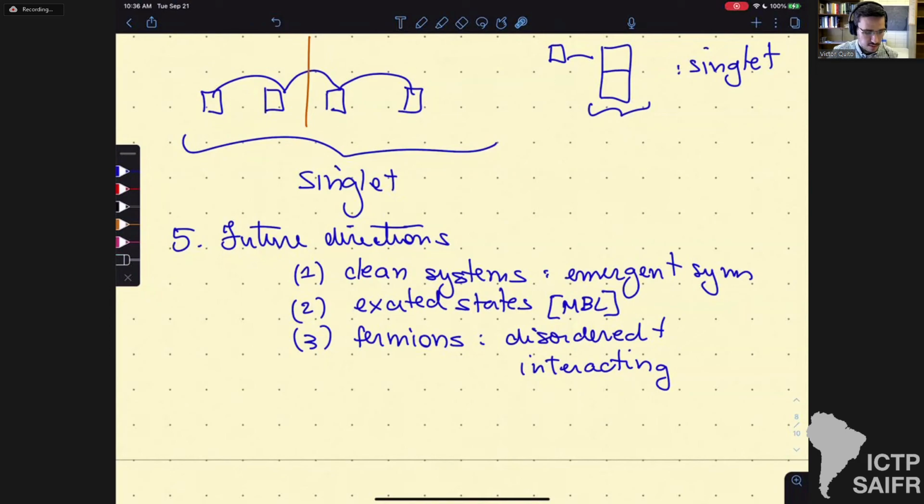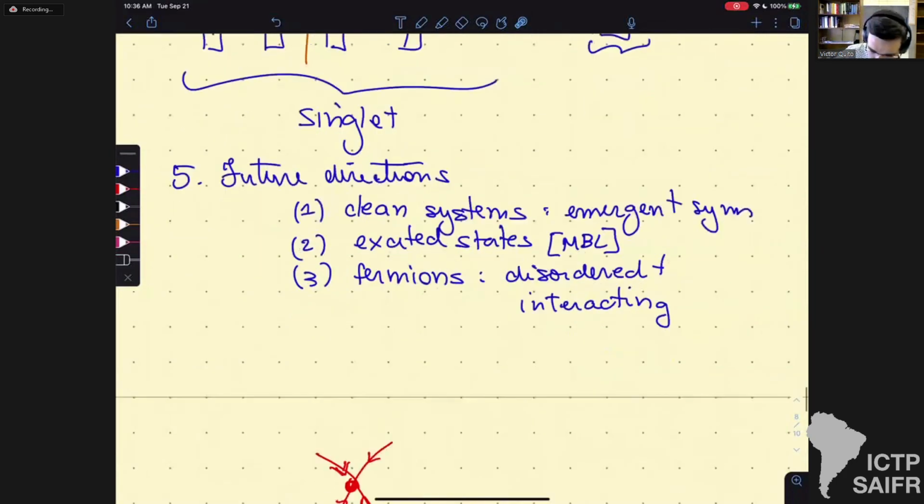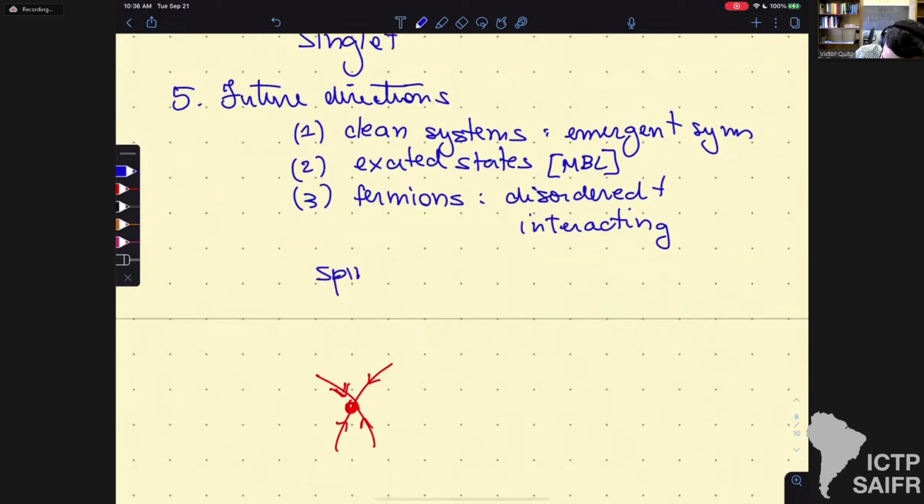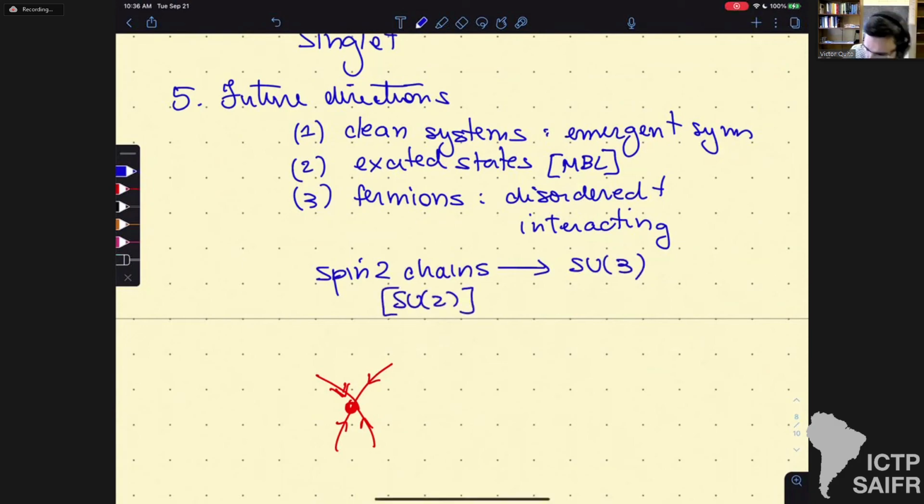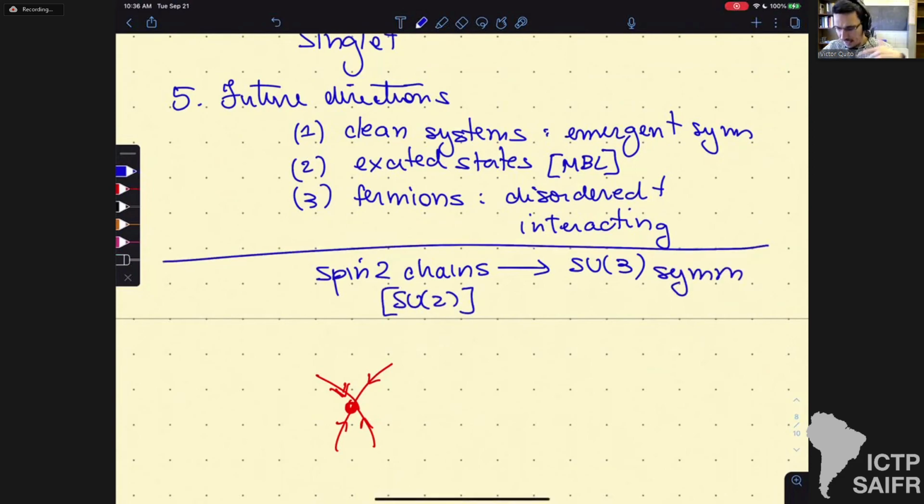So recently, when I was studying this, we came across this case of spin 2 chains, and that got my attention. These are spin 2 chains that have an emergent SU3 symmetry. This is an SU2 problem, and these are SU3 symmetry. I have collaborators that are experts in clean systems, but it's unclear how this symmetry enhancement actually happens for this spin-2 chain, because in the phase diagram there is not a point with explicit SU3 symmetry.